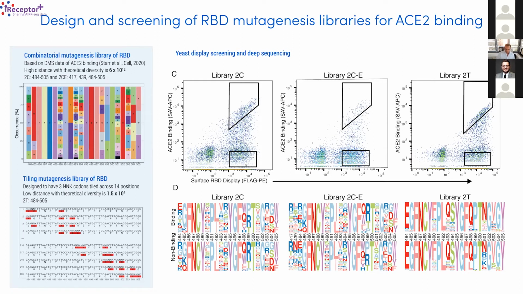And so all of these libraries were then screened experimentally here by flow cytometry. And something I want to point out is that the gates that we draw are clear binding populations or clear non-binding populations. Pictured here is ACE2.